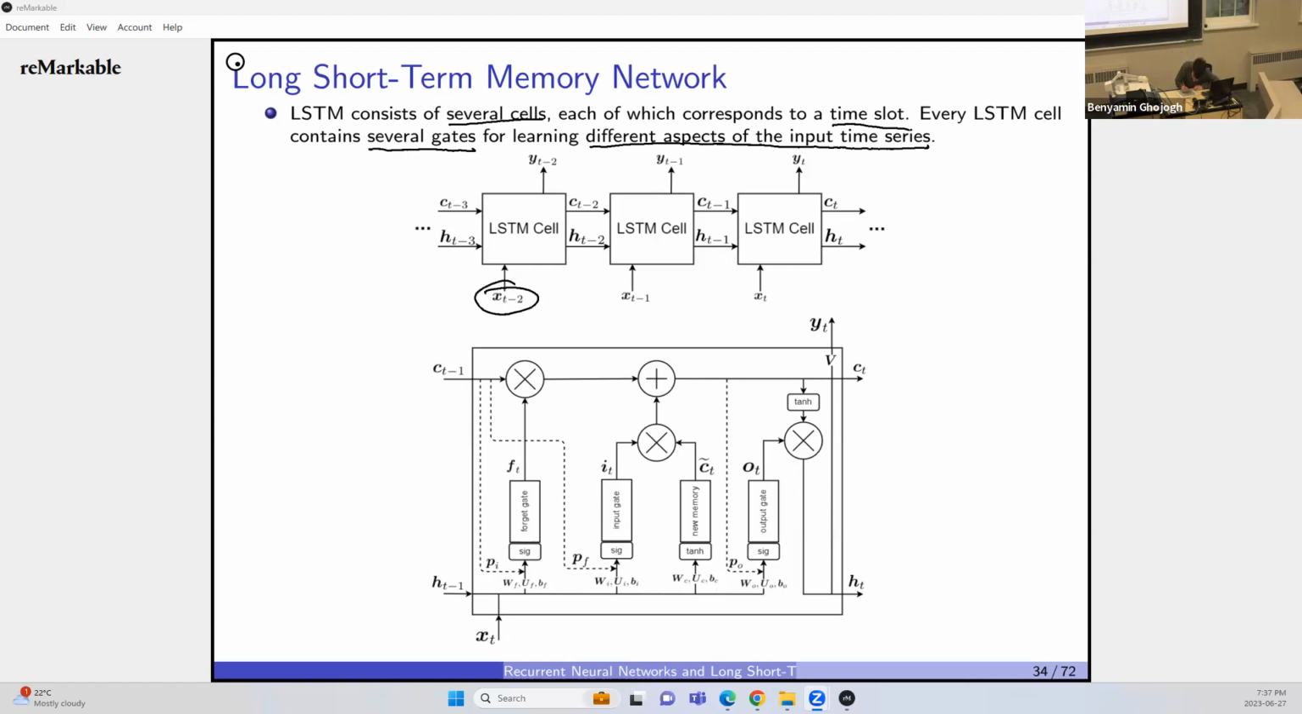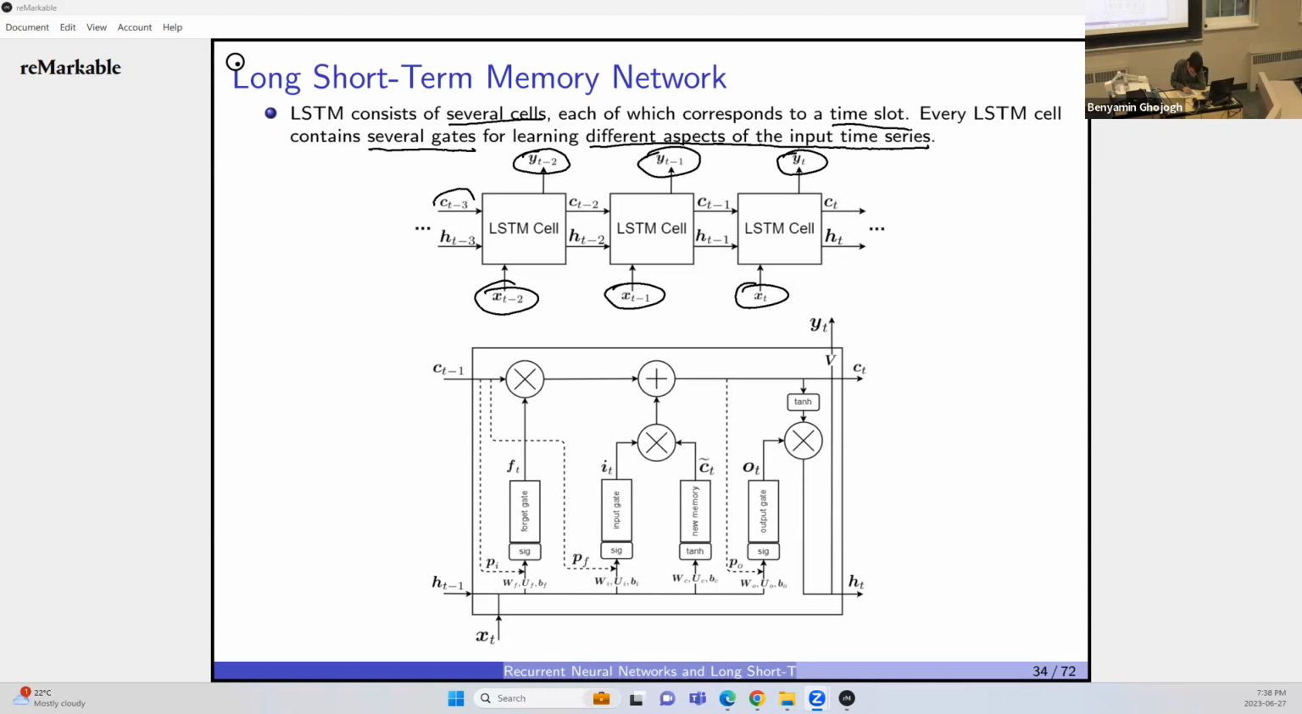x_{t-2}, x_{t-1}, x_t. This is the input sequence, right? In time t-2, time t-1, time t. So we have y_{t-2}, y_{t-1}, y_t. These are the outputs, right? The output, for example, might be a prediction, classification, regression, whatever. For example, we want to see whether this word is appropriate or not. So we can have classification or regression, but it depends on our task.